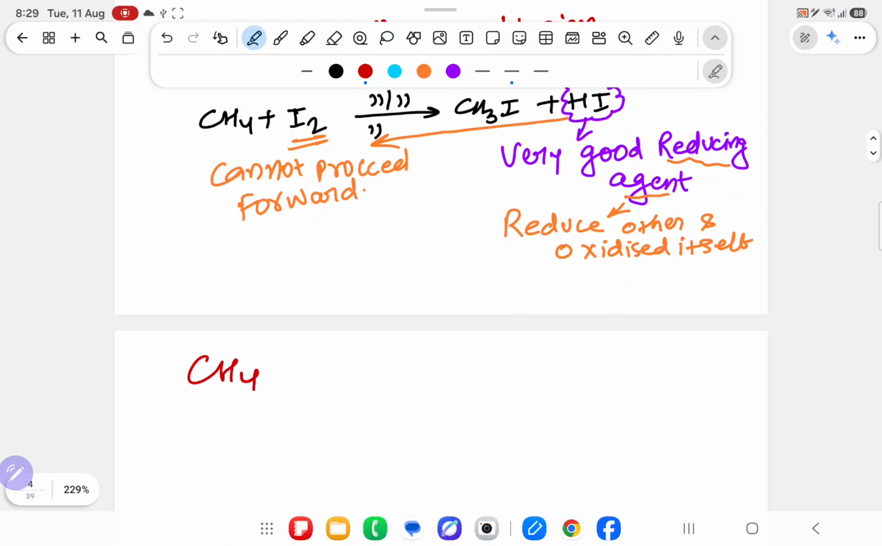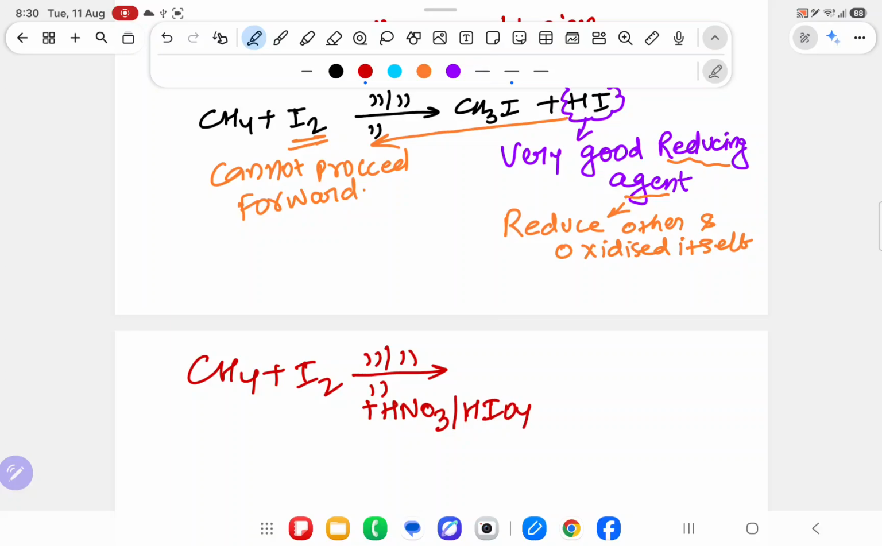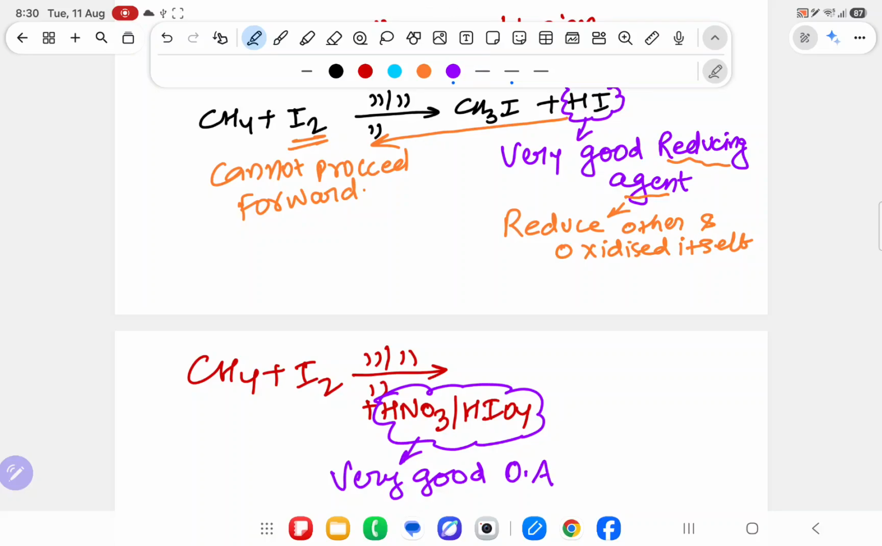I have taken CH4. I have taken I2. I have taken hν, photon and sunlight. But along with that, I will take HNO3 or HIO4 in the case of iodine, because these two are very good oxidizing agents. They will say, okay, you want to reduce other and I want to oxidize other. Do one thing, don't reduce this reaction back. You will reduce with me.